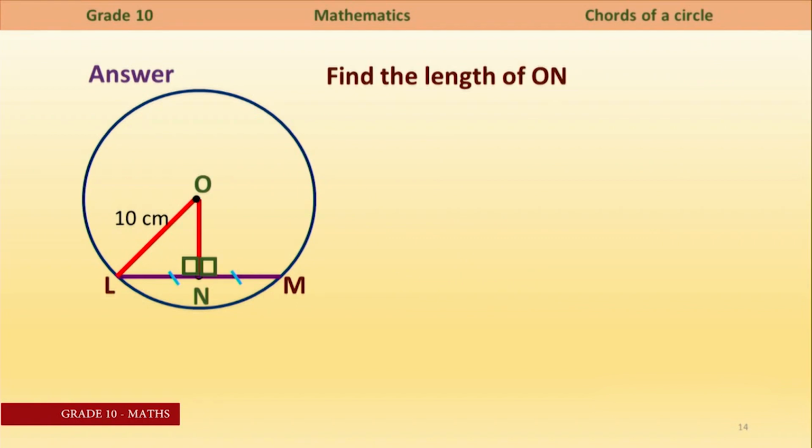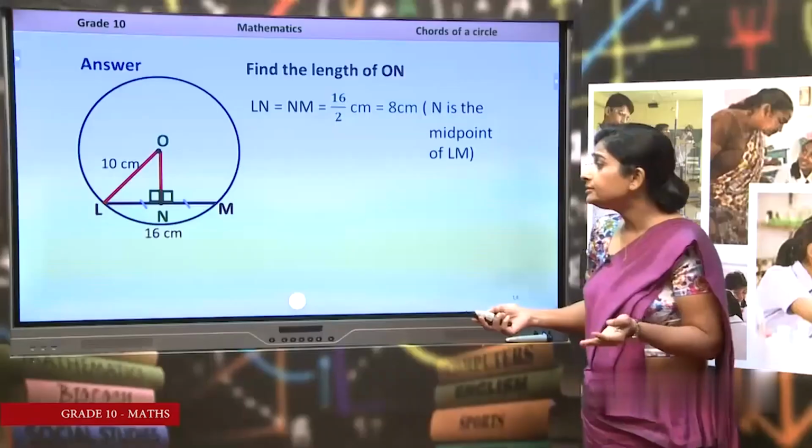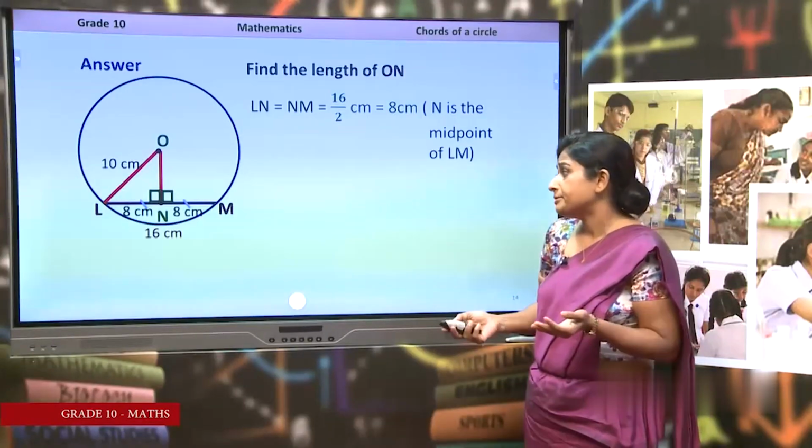So we have found that angle ONL and angle ONM are 90 degrees according to the theorem. Here I am going to mention that LN and NM are equal. I have marked it in the diagram. Now we are going to do the sum. LM is 16, so half of 16 is 8 cm. NM is also half of that, also 8 cm. Then we can apply the theorem.